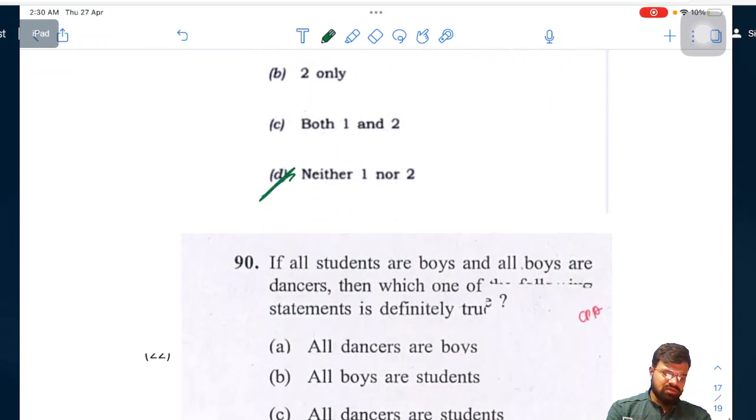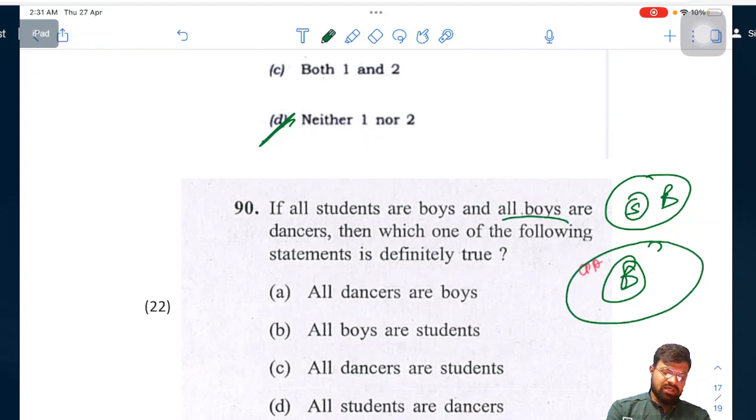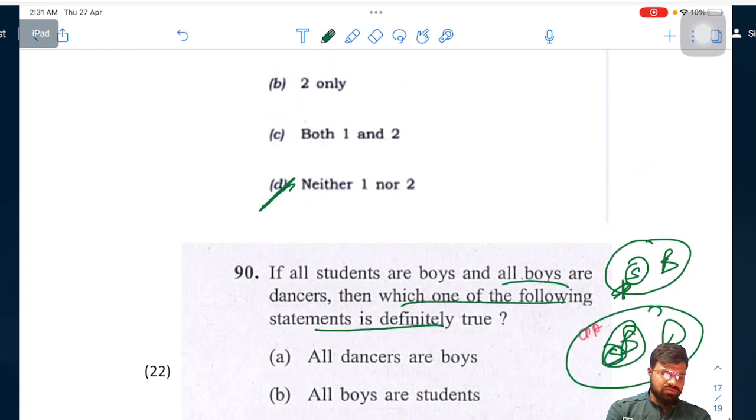So if all the students are boys and all boys are dancers, which one of the following is definitely true? All the students are dancers. Obviously, all the students are dancers, because students are a subset of these boys. Okay, so this is done.